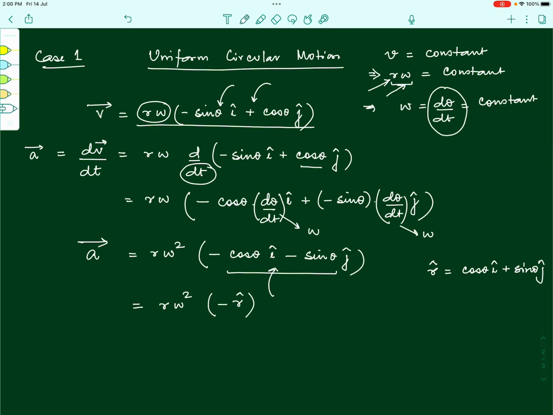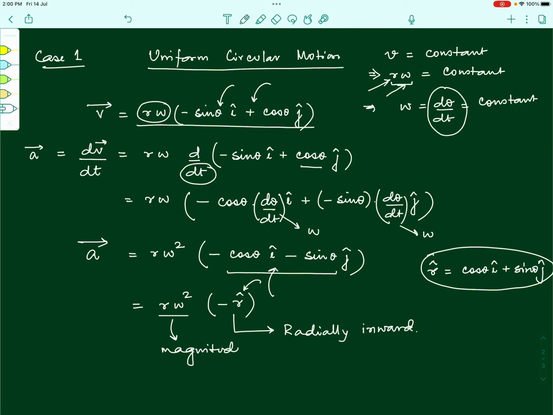Now this minus r cap essentially is telling us that the direction of this vector A that we have obtained here, the acceleration vector, is just opposite to the radially outward direction. Vector r cap is pointing in the radially outward direction. So what will be the direction of minus r cap? It will be in the radially inward direction, right? So this acceleration that we have obtained points in the radially inward direction, and it has a magnitude of r omega squared. This is the magnitude, right?